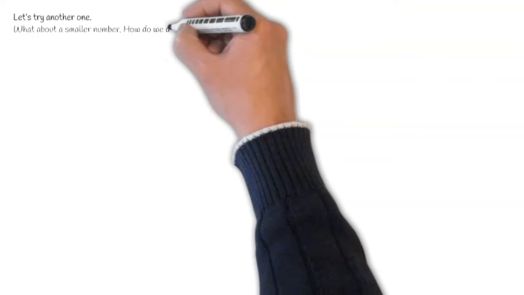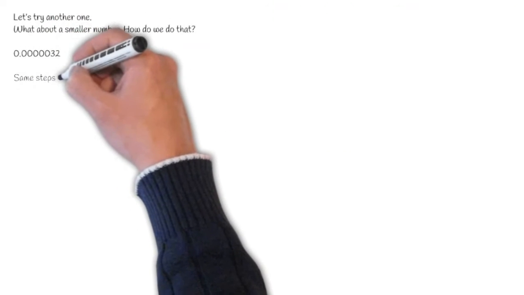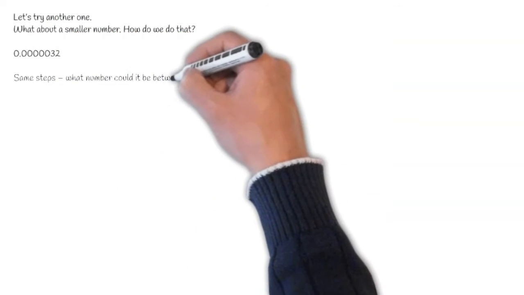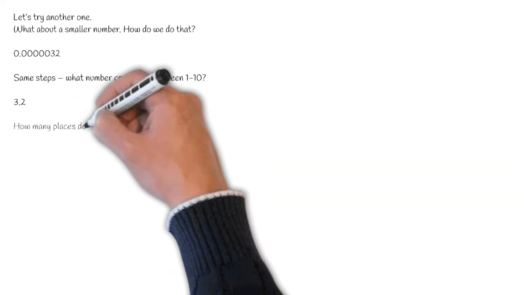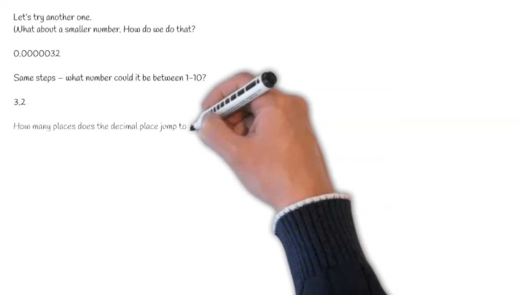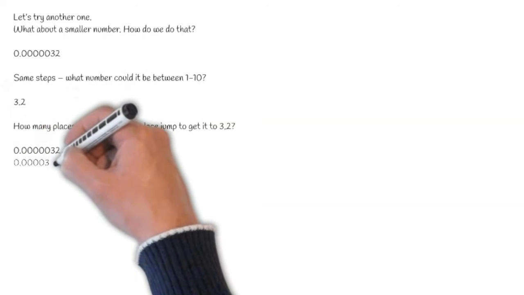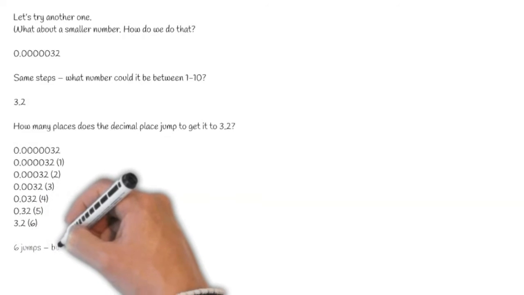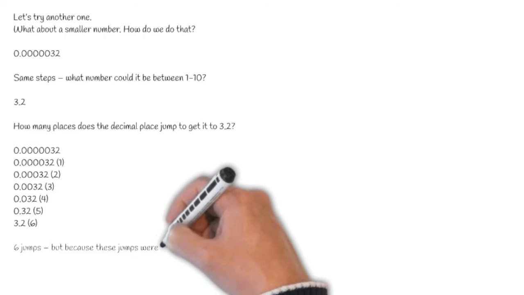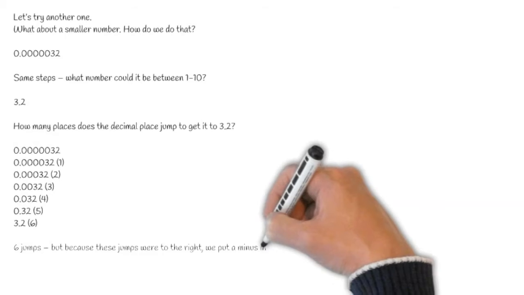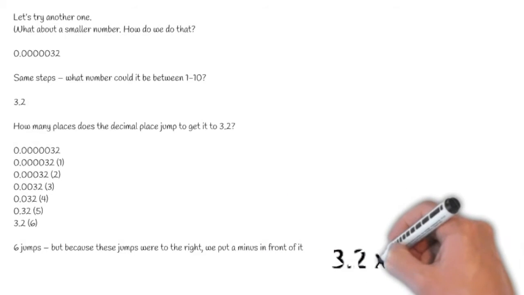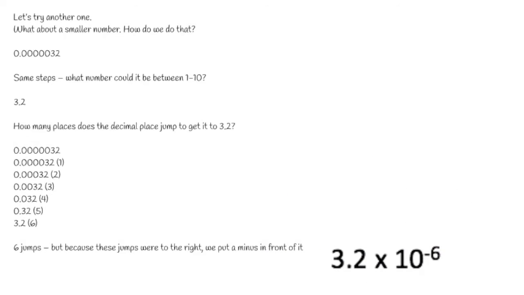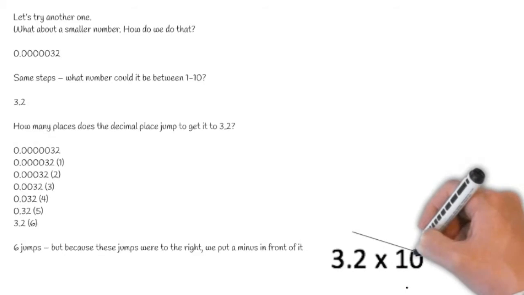Let's try another one. What about a smaller number? How do we do that? Well, we do the same steps. So first of all, we have to pick a number between 1 and 10, which is 3.2. Then how many places does the decimal place jump to get to 3.2? 6 jumps. But because these jumps were to the right, we put a minus in front of it. So we write 3.2 times 10 to the power of minus 6.